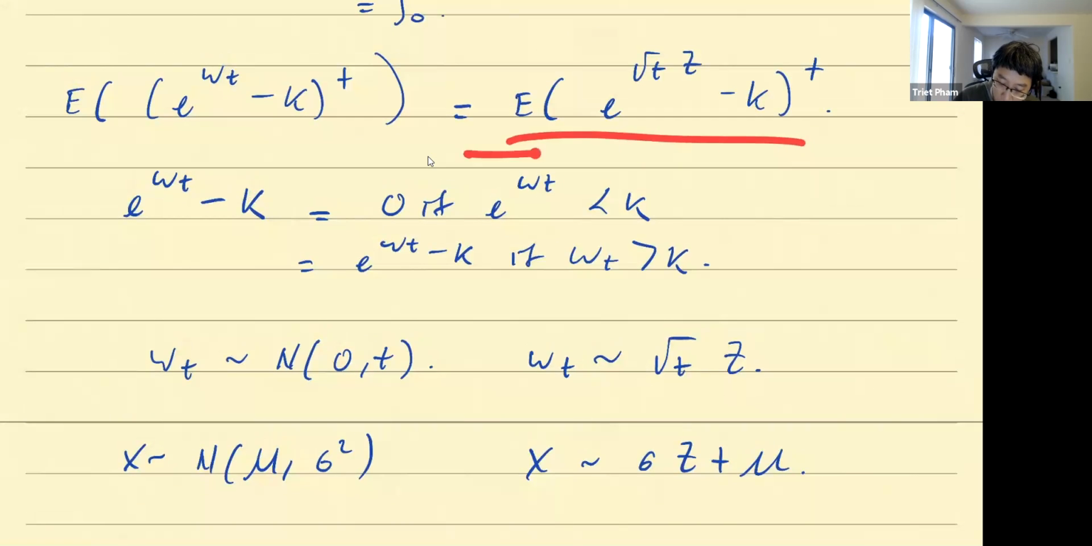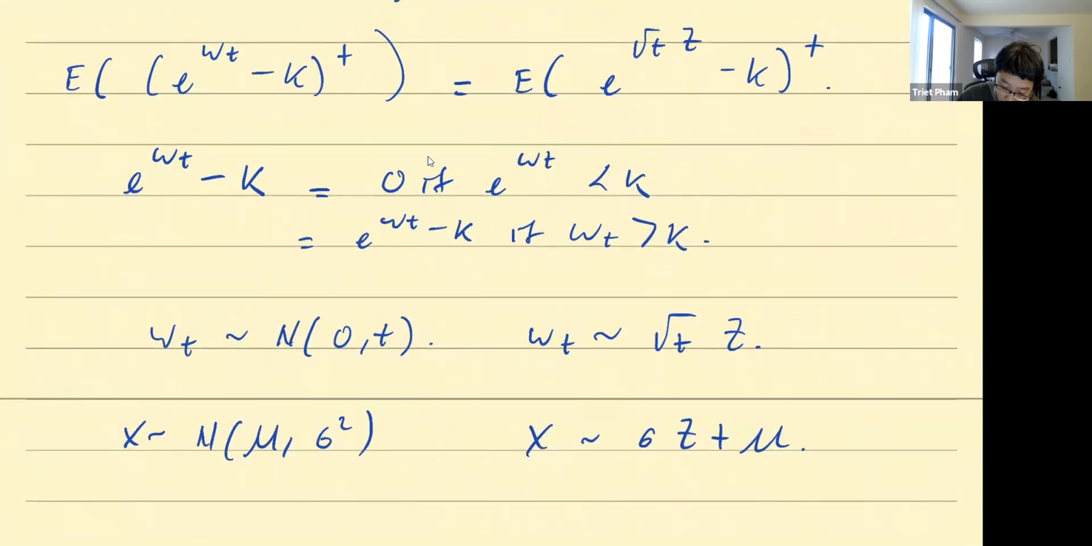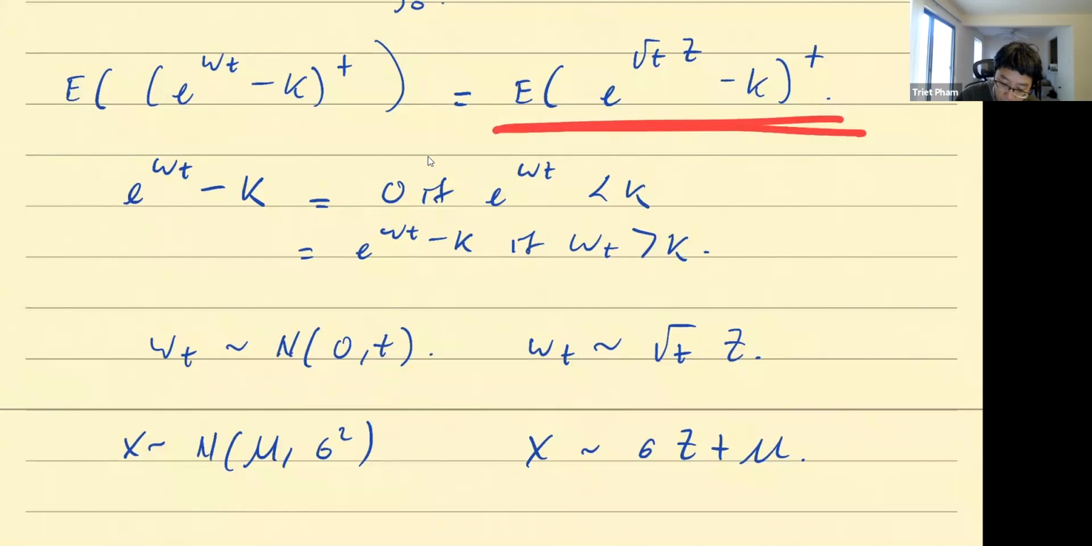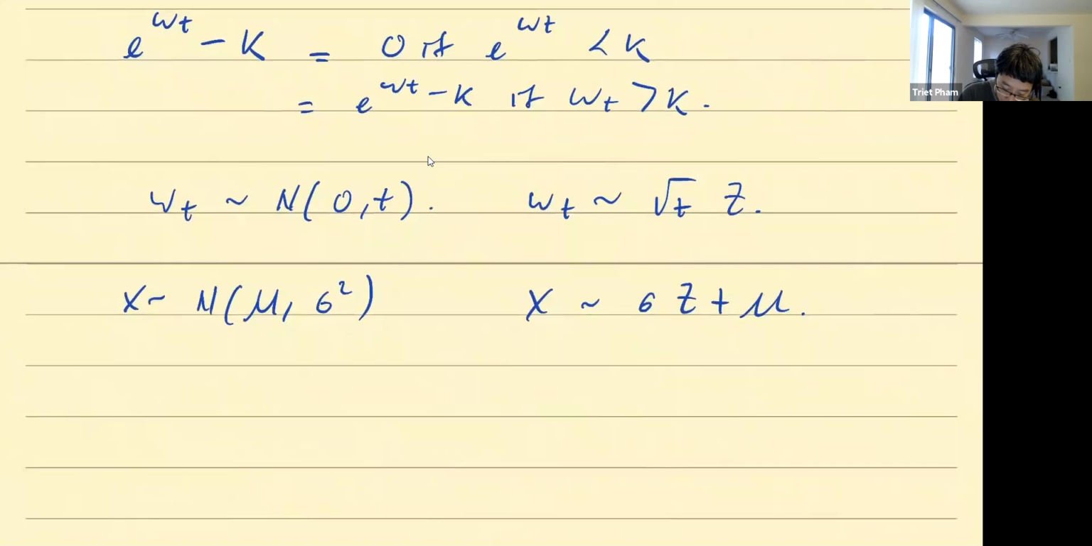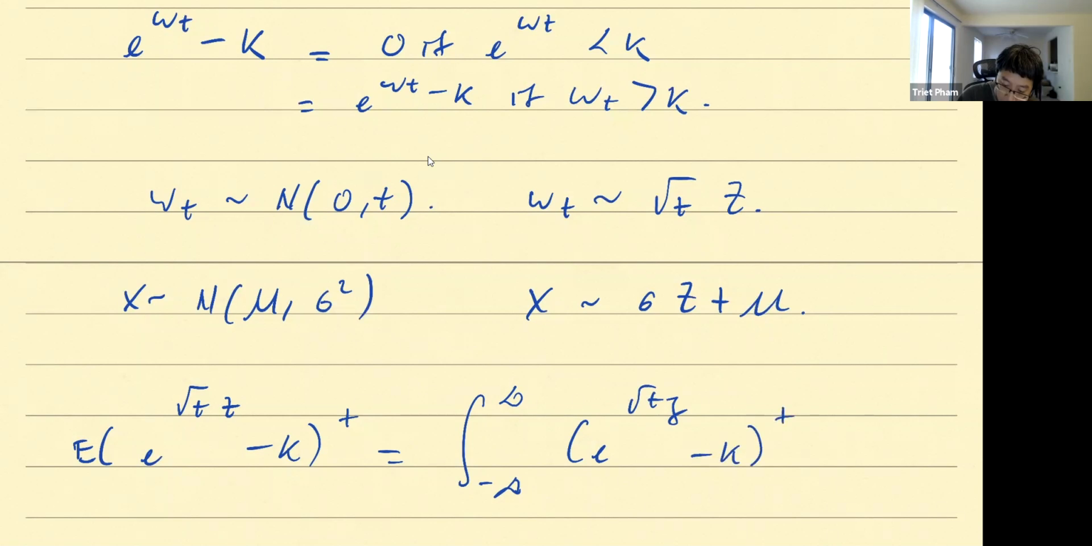Then from this point on, you will need to start to do calculation. So what do you do? Well, you need to write down the density of the standard normal. So that expectation will be, first of all, let's just do this: the integral from minus infinity to infinity of this function times the density of the normal.